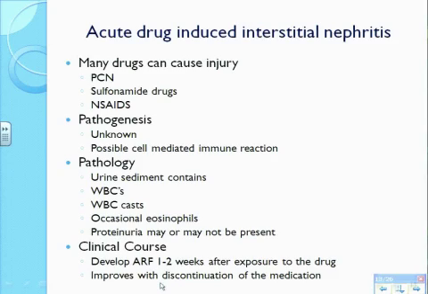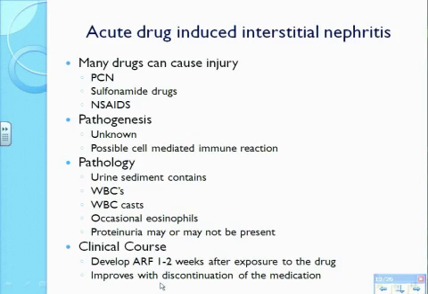You do see urine sediments that contain white cells and white cell casts. And occasionally you see high amounts of eosinophils, which is more consistent with that cell-mediated immunity we were talking about. And not always do you see proteinuria. Sometimes it may or may not be present. The only time you see that is when the glomerulus is damaged.